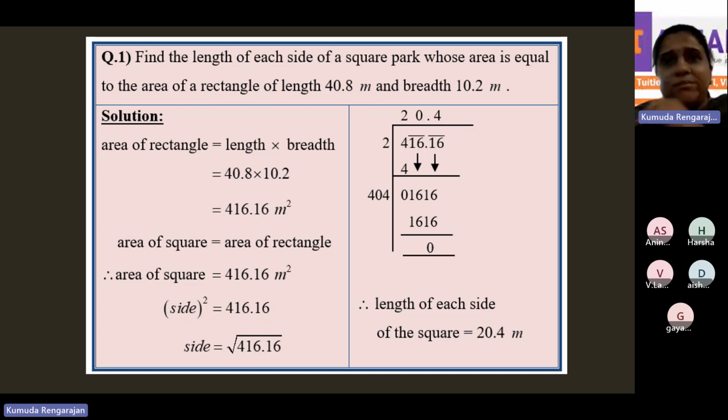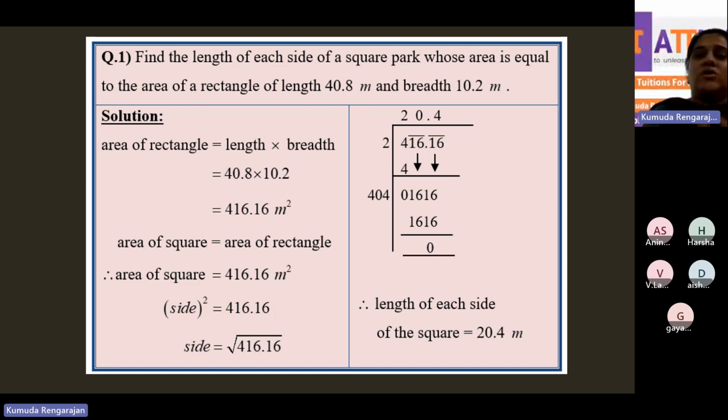And for the rectangle, we know the length and breadth. So for the rectangle, you know the length and breadth. So what can you find? You can find the area, you can find the perimeter, whatever you want, because you know the length and breadth. But what is given in the question? The area of the square park is equal to the area of the rectangle. So what will you do with the dimensions of the rectangle? What will you do with that L and B?